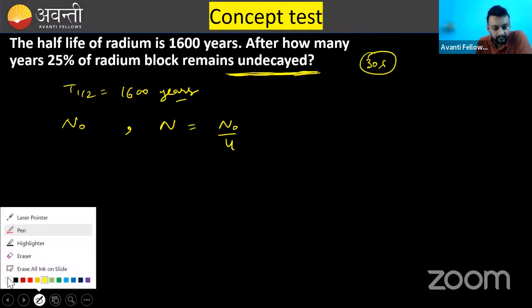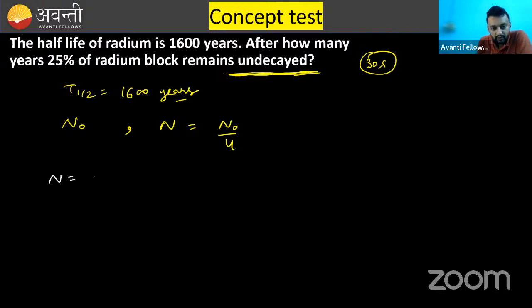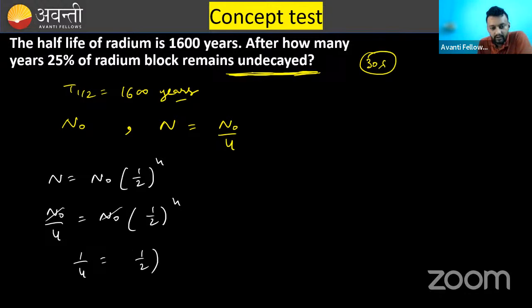What we know is that N is equal to N naught times 1 by 2 raised to the power n. Can you place N equal to N naught by 4? N naught by 4 equals N naught times 1 by 2 raised to the power n. So 1 by 4 is equal to 1 by 2 raised to the power n. So what is the value of n in the calculation? Can you see that n is going to be 2?